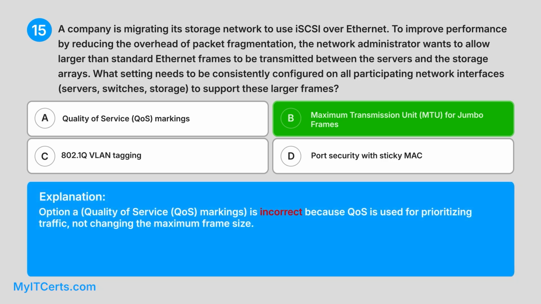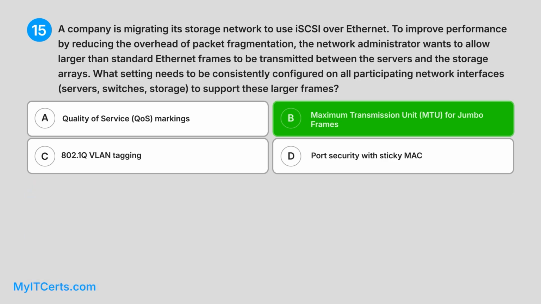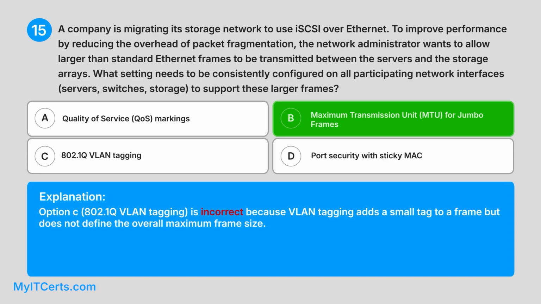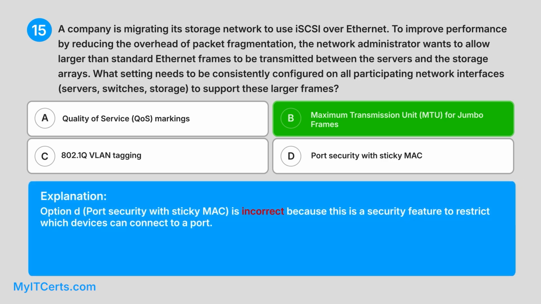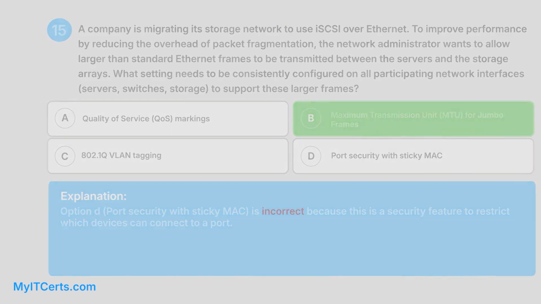Option A, Quality of Service, QoS markings, is incorrect because QoS is used for prioritizing traffic, not changing the maximum frame size. Option C, 802.1Q VLAN tagging, is incorrect because VLAN tagging adds a small tag to a frame, but does not define the overall maximum frame size. Option D, Port security with sticky MAC, is incorrect because this is a security feature to restrict which devices can connect to a port.